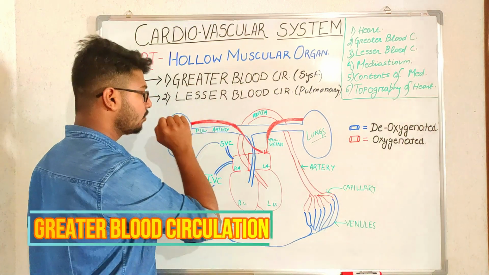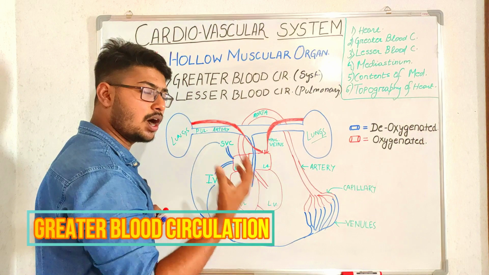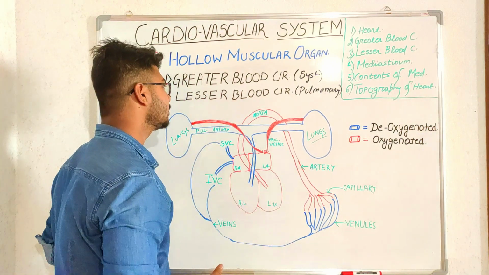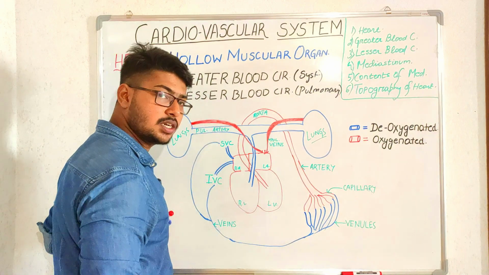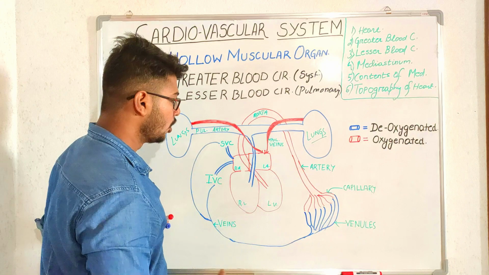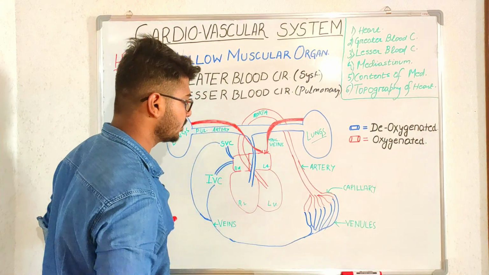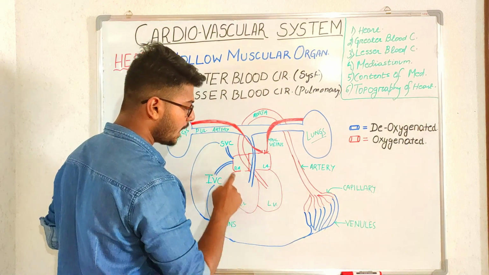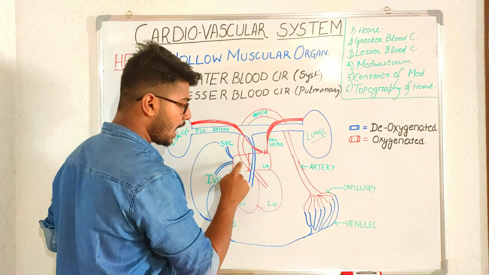The greater blood circulation, what does this mean? The heart pumps the blood to a greater distance, so it is known as greater blood circulation. And lesser blood circulation means the heart pumps the blood to a small distance or least distance, so it is known as lesser blood circulation. The greater blood circulation starts from the left ventricle and ends at the right atrium.